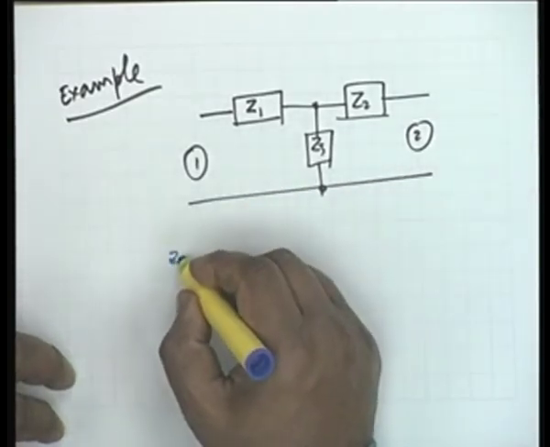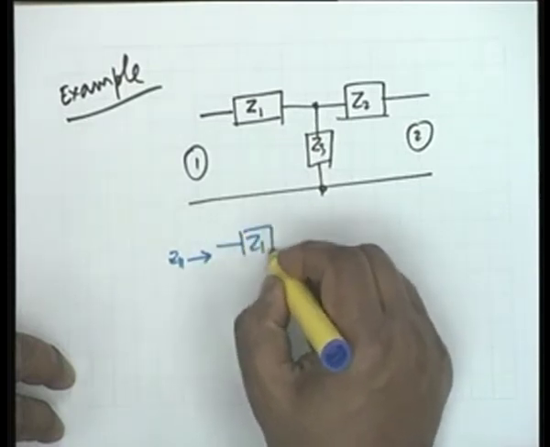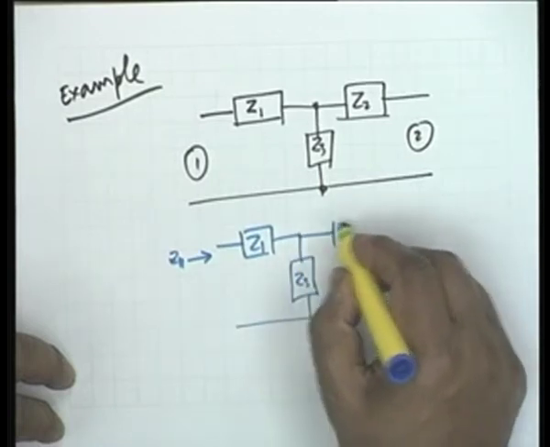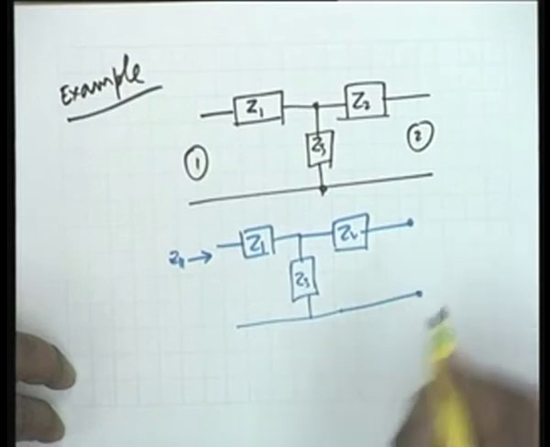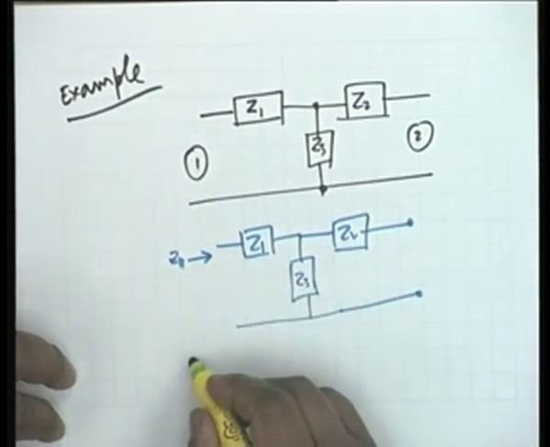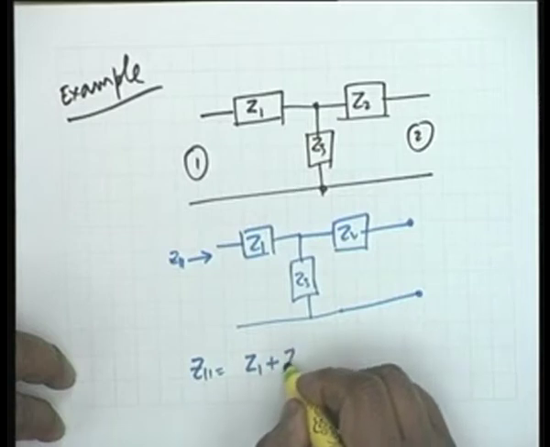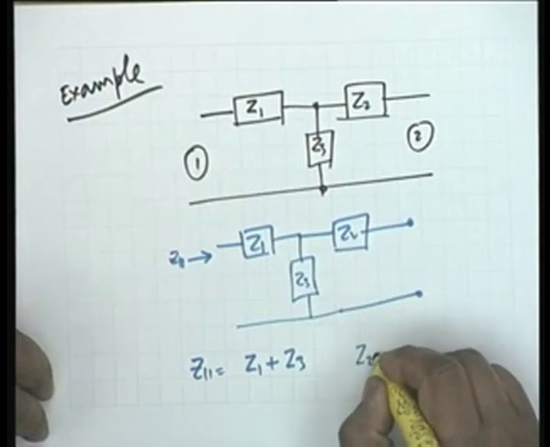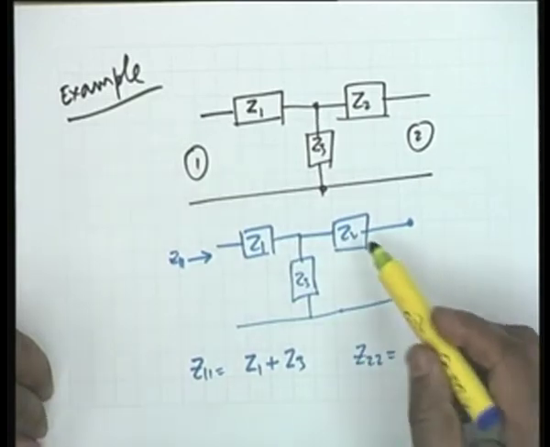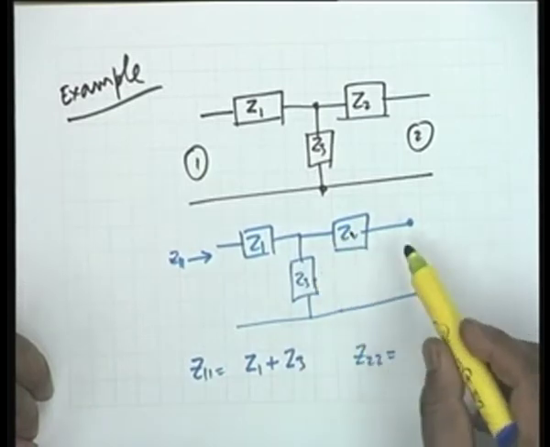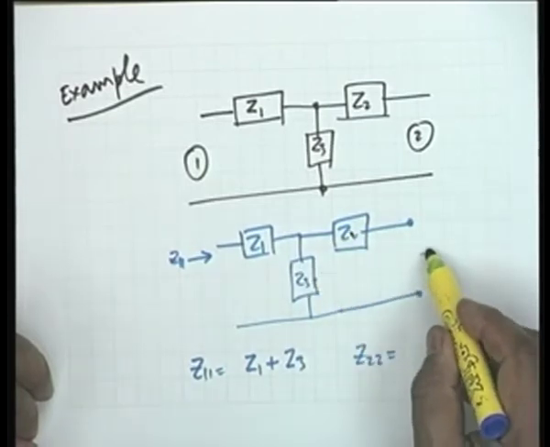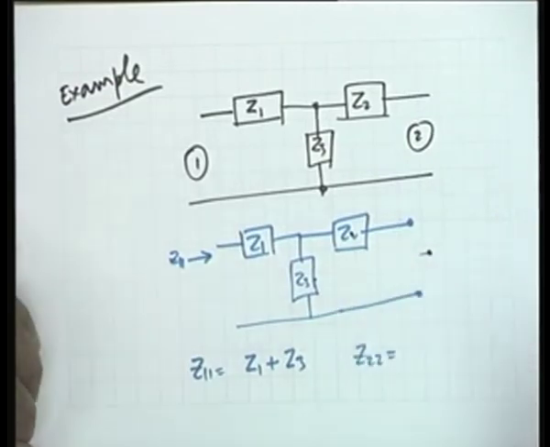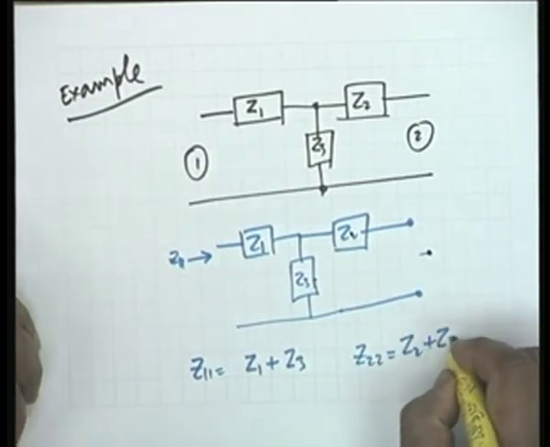Z11, as you know, is the driving point impedance at port 1 with port 2 open. If this is kept open, then obviously Z11 is simply equal to Z1 plus Z3. Agreed? Similarly, you can see that Z22 would be simply equal to Z2 plus Z3. Z22 is the impedance looking into port 2 with port 1 open, and therefore it is simply Z2 plus Z3. Agreed?